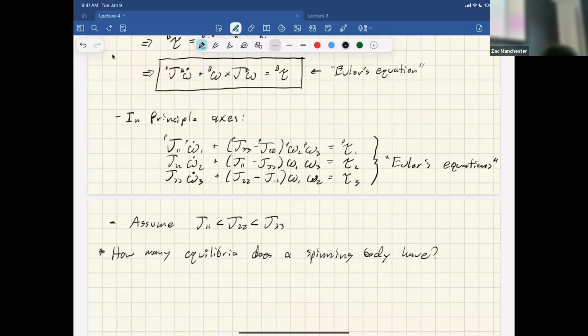I'll let you think about it for a sec. Yeah, what you got? Two? Nope. Why two? I don't know. It's something I was remembering from a video I saw a long time ago.